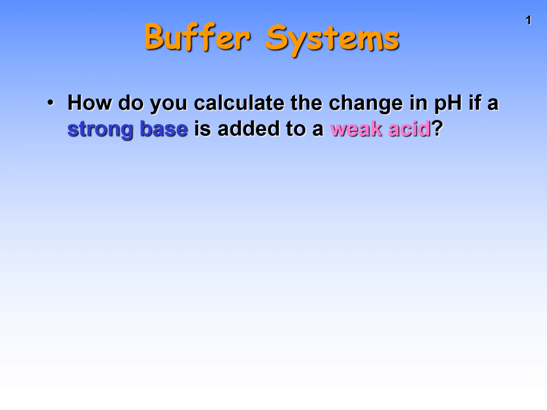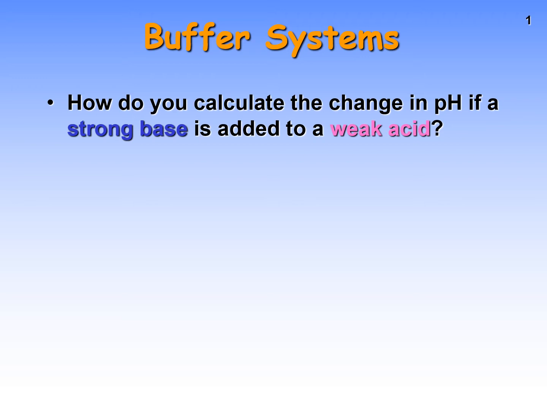Hello, Chem 1B. This is Chapter 17, Lecture Video 4, and we're going to be talking about two things here. How do we calculate pH when we add a strong acid or a strong base to a buffer system? And we're going to start talking about titrations and how we can calculate pH during a titration.